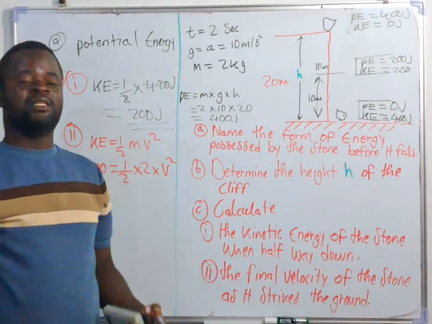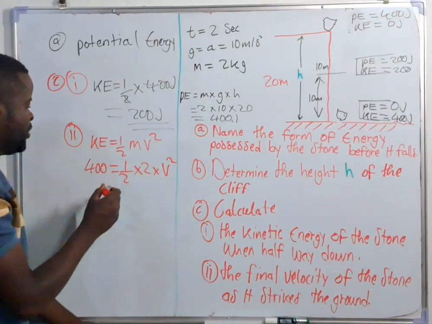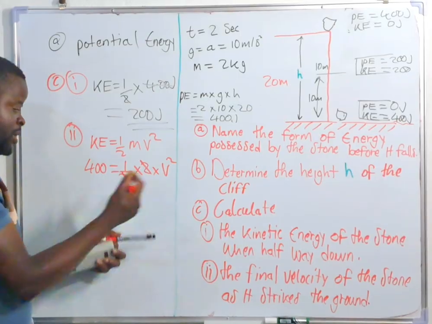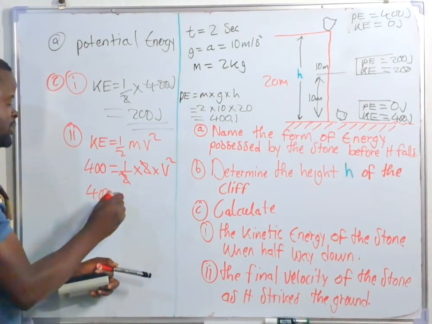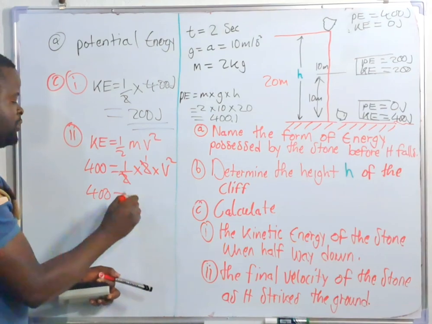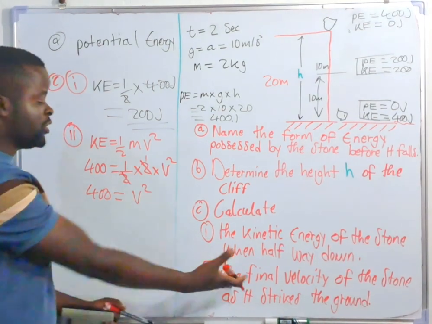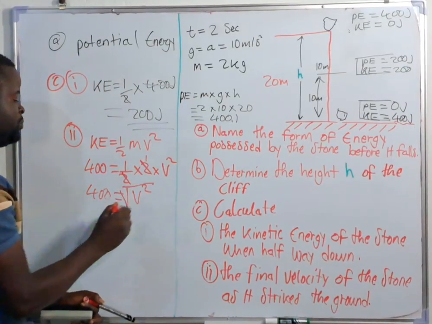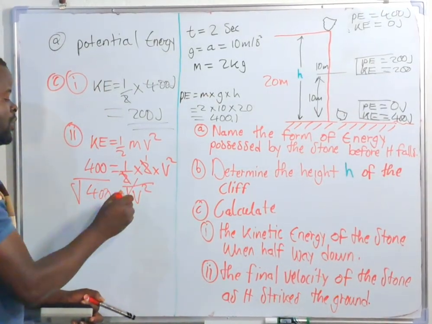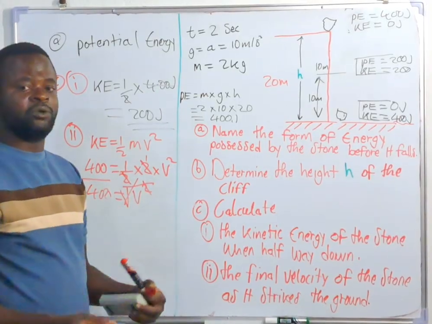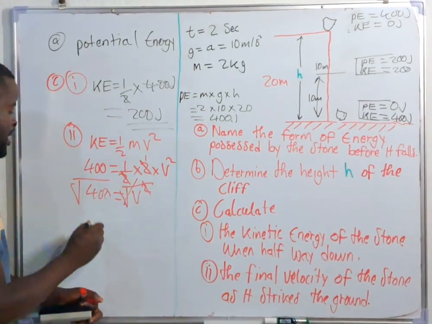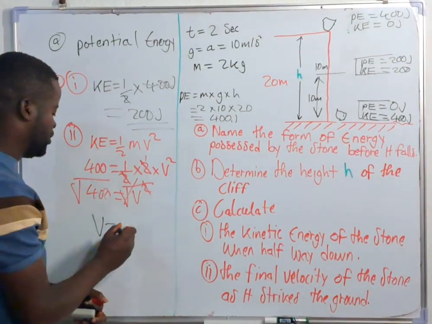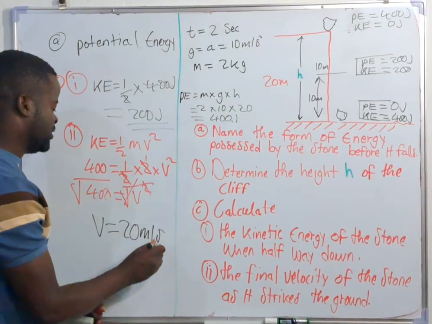This is quite interesting. You need to understand these things are very simple. So let's proceed. This is a 2 and this is a 2, so we are going to cancel. So 400 is equal to 1 times 1 times v squared. We get v squared. Remember, the question is asking us to find the final velocity. We introduce the square root on both sides. The square root and the square will cancel. Meaning the velocity of the stone as it strikes the ground will be the square root of 400, which is 20. So we get 20 meters per second.